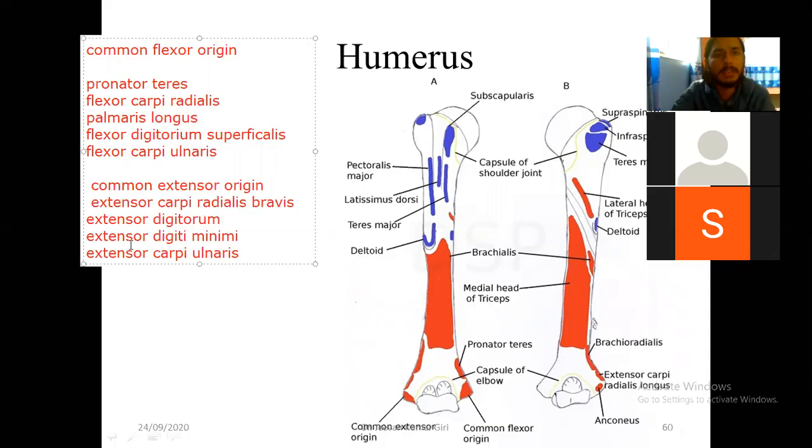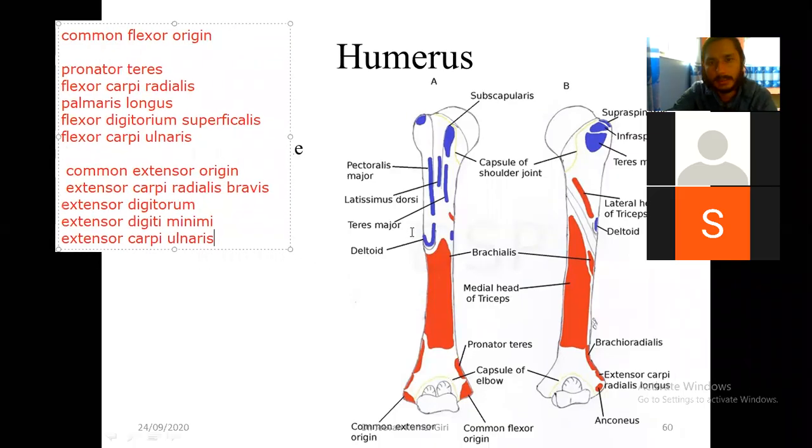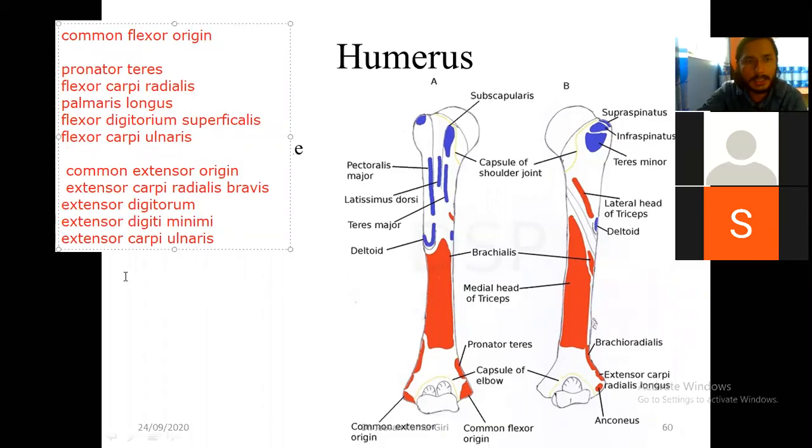Now just remember the names here because we are reading the bone here. Then extensor digiti minimi, that is for the extension of the small finger. Then the extensor carpi ulnaris along the side of the ulna, it does the extension. Just remember this. Now we'll see the other muscles.